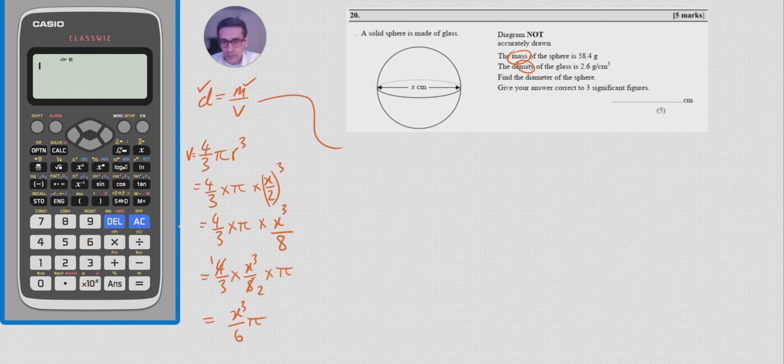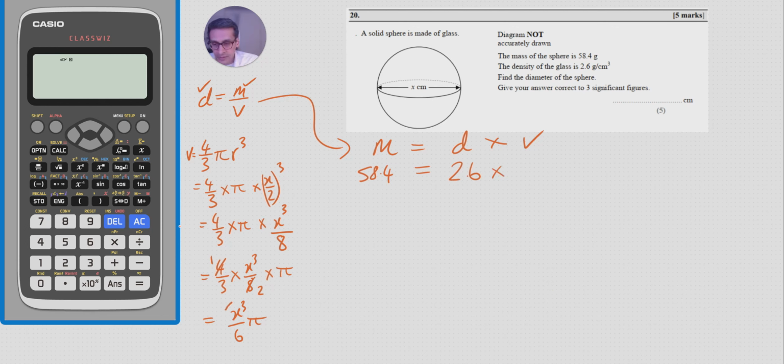Let's now use this formula here. And I'm going to rearrange this. I'm going to say that mass is equal to density times volume. The mass we've been given, which is 58.4, we need to double check that the units of the measures are all in sync with each other. So in this case, they're all centimeters and grams, so that should be good. So mass is 58.4 is equal to density, which is 2.6 times volume.